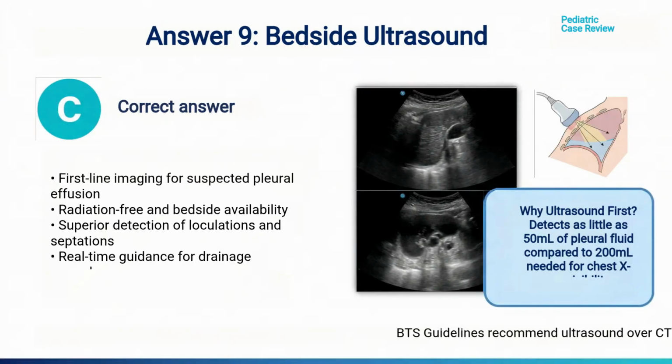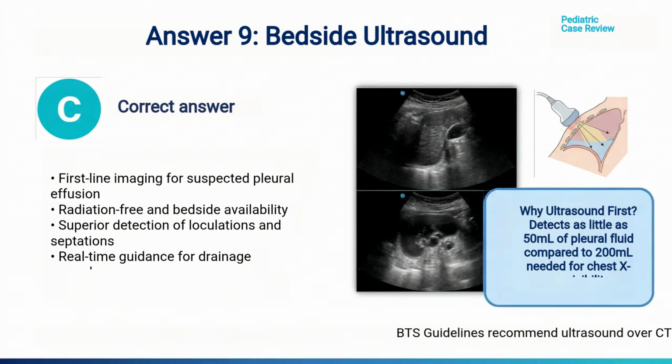Bedside chest ultrasound is the first-line imaging modality for suspected pleural effusion. There are several compelling reasons for this. First, it is radiation-free and immediately available at the bedside. Second, it has superior detection of loculations and septations compared to chest X-ray. Third, it provides real-time guidance for drainage procedures, reducing complications.